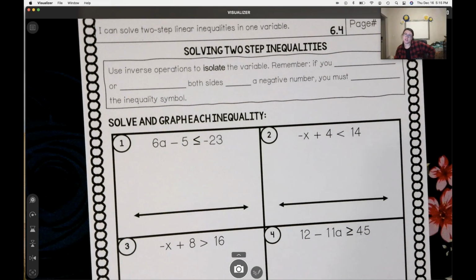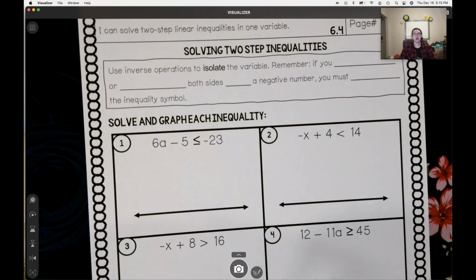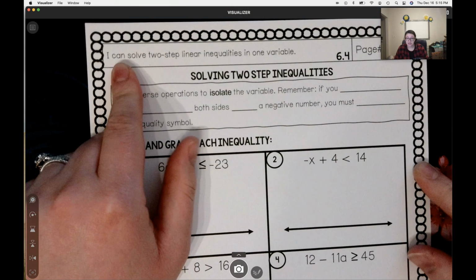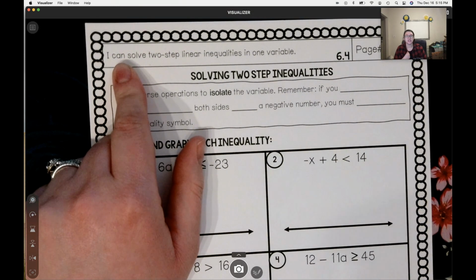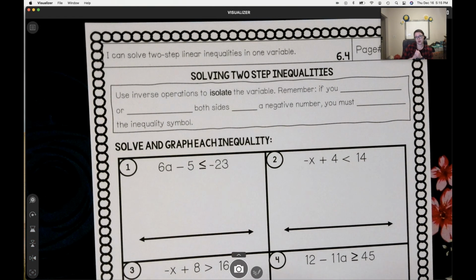Solving two-step inequalities. We're solving two-step inequalities today. At the end of this, hopefully you can confidently say, I can solve two-step linear inequalities with one variable.